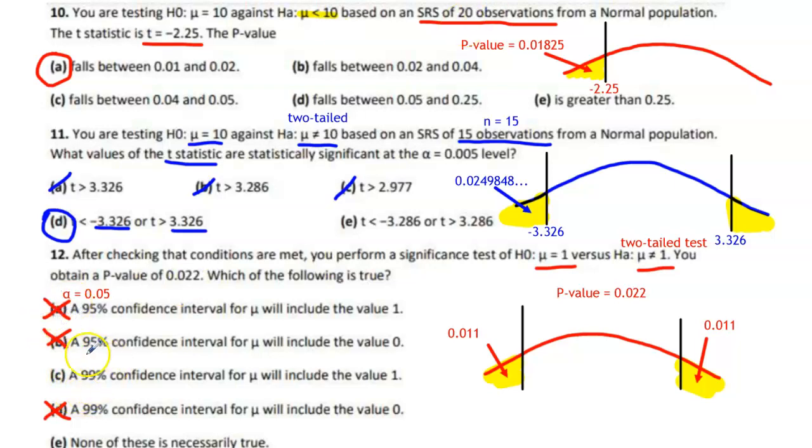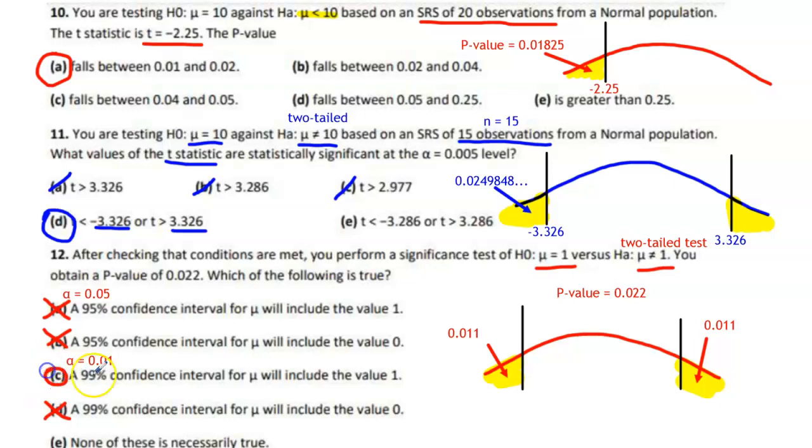However, letter C says a 99% confidence interval. We know that a 99% confidence interval corresponds to an alpha value of 0.01. That value is smaller than p. In other words, the p-value is greater than alpha, which means that the value of 1 is still possible. We fail to reject the null hypothesis, so the value of 1 could still be the value of mu. So that means our 99% confidence interval would be wide enough that it does include the value of 1. So our correct answer is choice C.